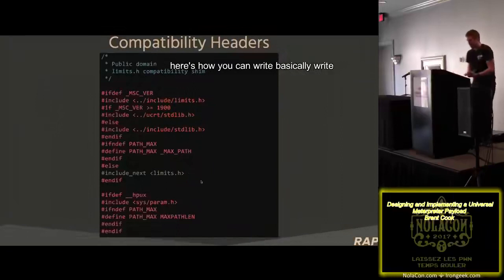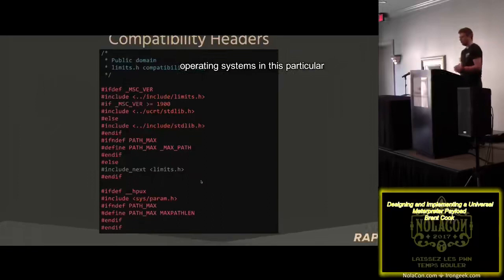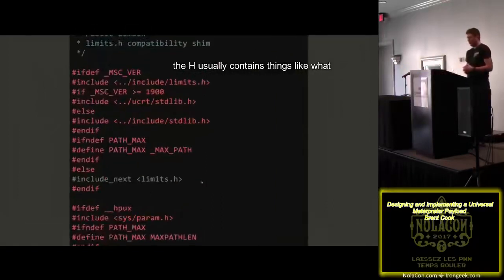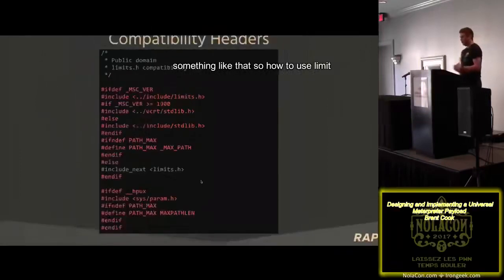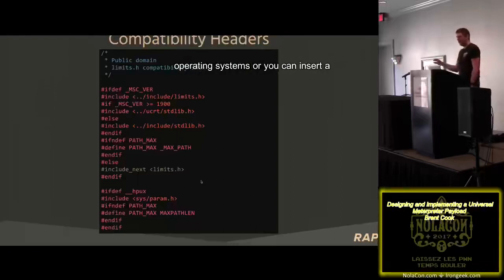I want to show you a little bit of something interesting. Here's how you can write portable C code that papers over the weirdness between different operating systems. In this particular case, we have a file called limits.h. Limits.h usually contains things like what your max path is, or how big a page size is, something like that. So how do you use limits portably across lots of different operating systems? Well, one way, of course, would be that in your C code, you can just have a bunch of different includes for different operating systems.